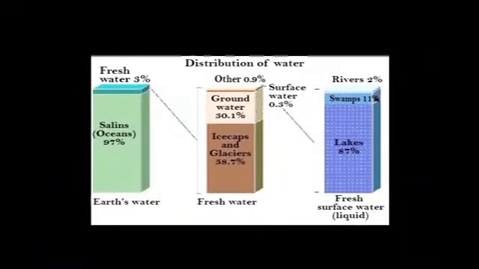Of all the fresh water on earth, only about 0.3% is contained in rivers and lakes. Yet, rivers and lakes are not only the water we are most familiar with, it is also where most of the water we use in our everyday lives exists.